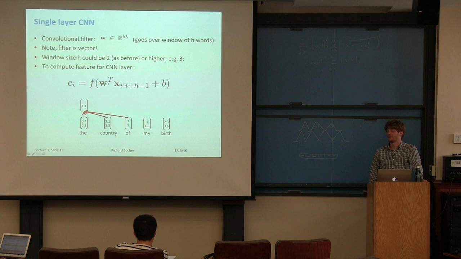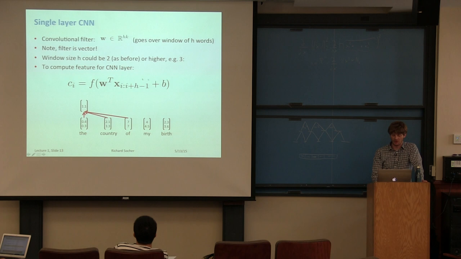It's fairly straightforward. This is the definition of a single neuron, as we've had in many other models. It just happens to be the case that we will compute this c_i for c1, c2, c3 using the exact same w in each computation.